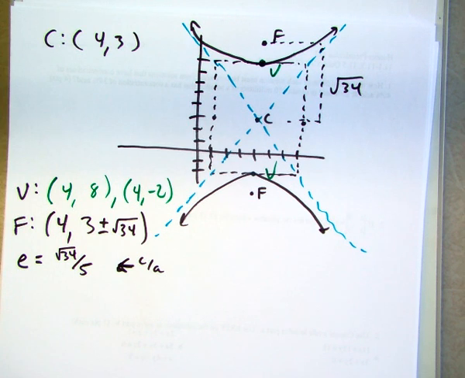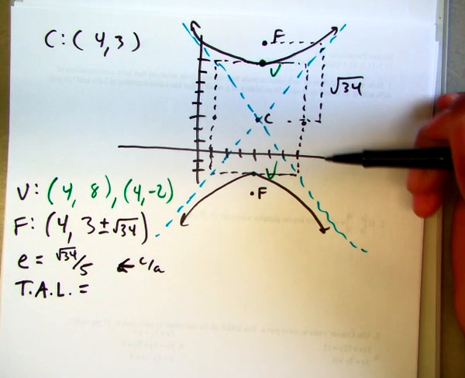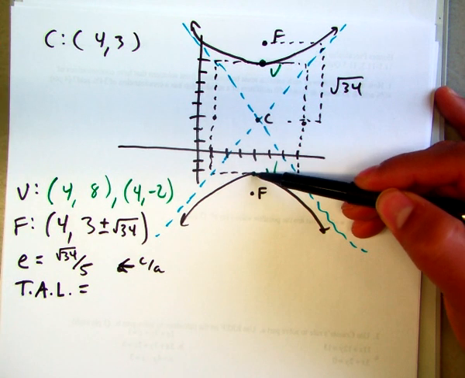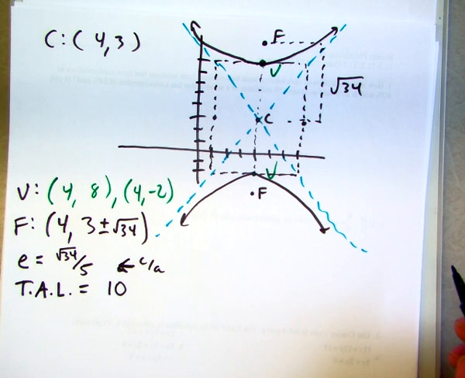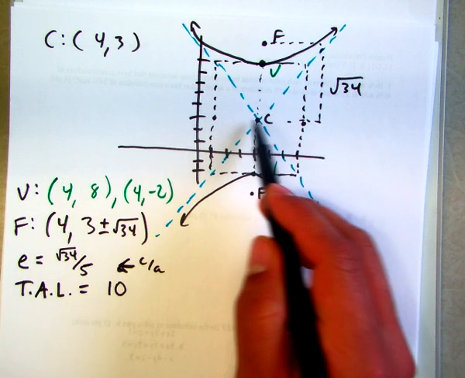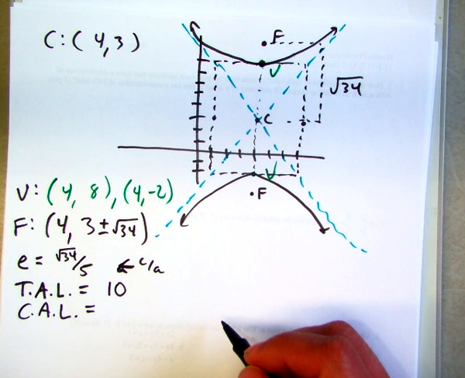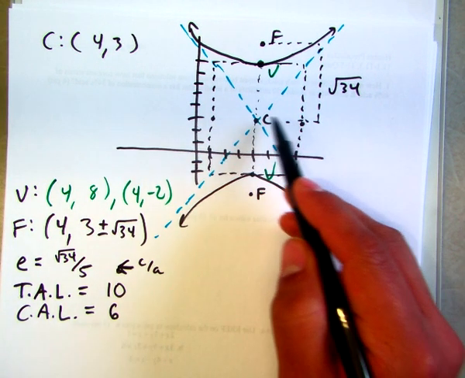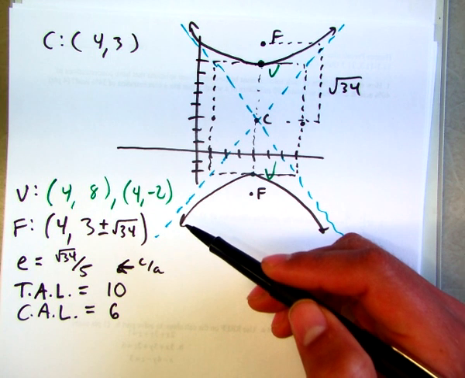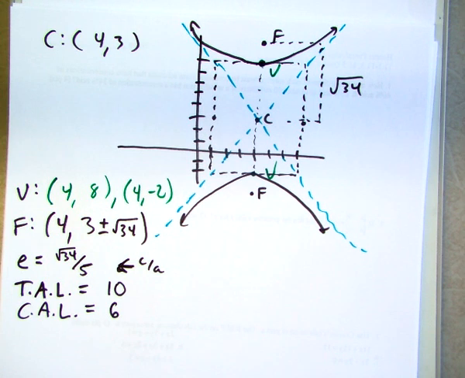What else did we need? Transverse axis length. Transverse axis is from vertex to vertex. How far away are these? 2A, so that's 10, right? Conjugate axis length is just the other width of the rectangle. How big would that be? 6, not 2B. Very good. Conjugate axis is just the other dimension. The transverse is always 2A, conjugate is always 2B. I think those are all the details we needed.